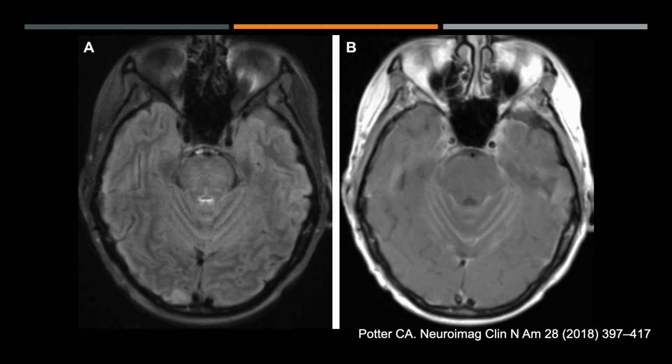Describe the imaging findings here. Here we have leptomeningeal enhancement. Here you see enhancement throughout the cerebellar fissures. This was a leptomeningeal carcinomatosis.